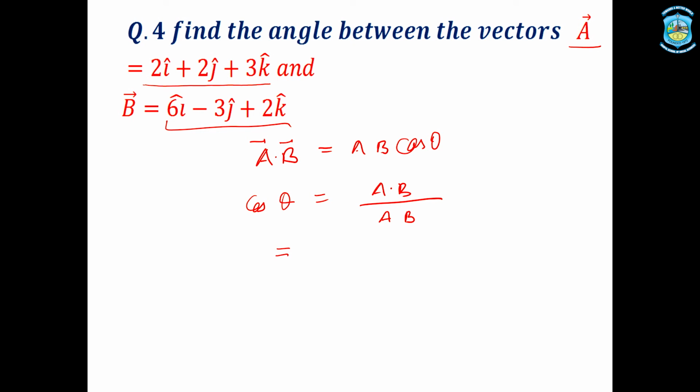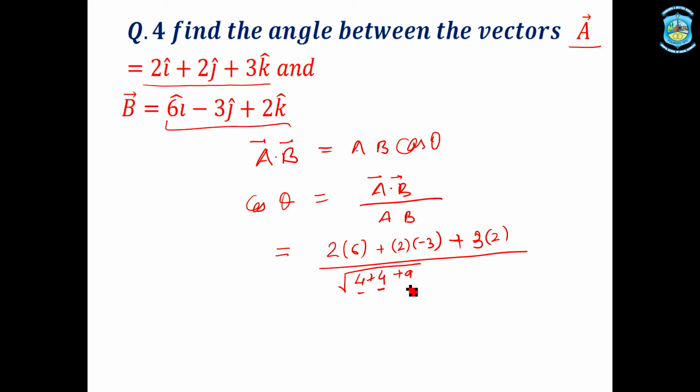Further we can solve it. A dot B can be written as 2 into 6 plus 2 into minus 3 plus 3 into 2, divided by the modulus of vector A, that is the square root of 4 plus 4 plus 9. It is the square root of ax square plus ay square plus az square. Here ax is 2, ay is 2 and az is 3. This is the modulus of vector A.